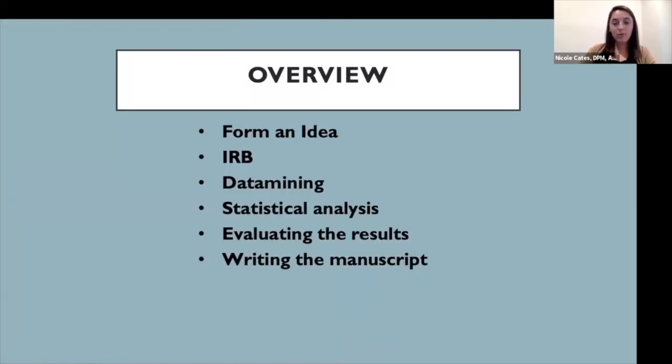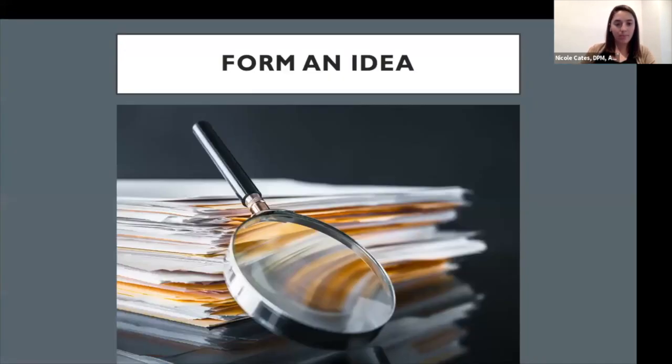So here's the overview we're going over tonight. Initially we're going to talk about how you form an idea and then progress through the steps of IRB, data mining, statistical analysis, evaluating the results, and then actually writing the manuscript.